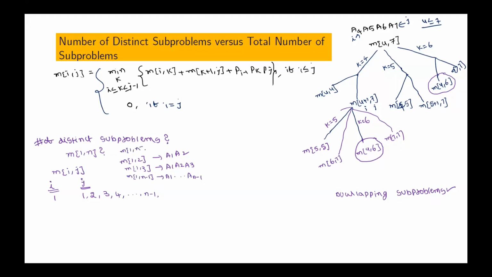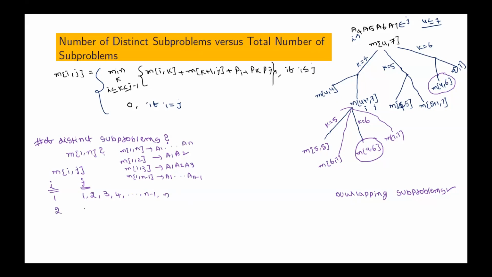M1 comma n, that is A1 to An. Is it a valid subproblem? That means it is the original problem. That is also one problem we need to solve. So j can be n. When i equal to 2, what are the possible values j takes? What are the different values j takes, when i equal to 2?